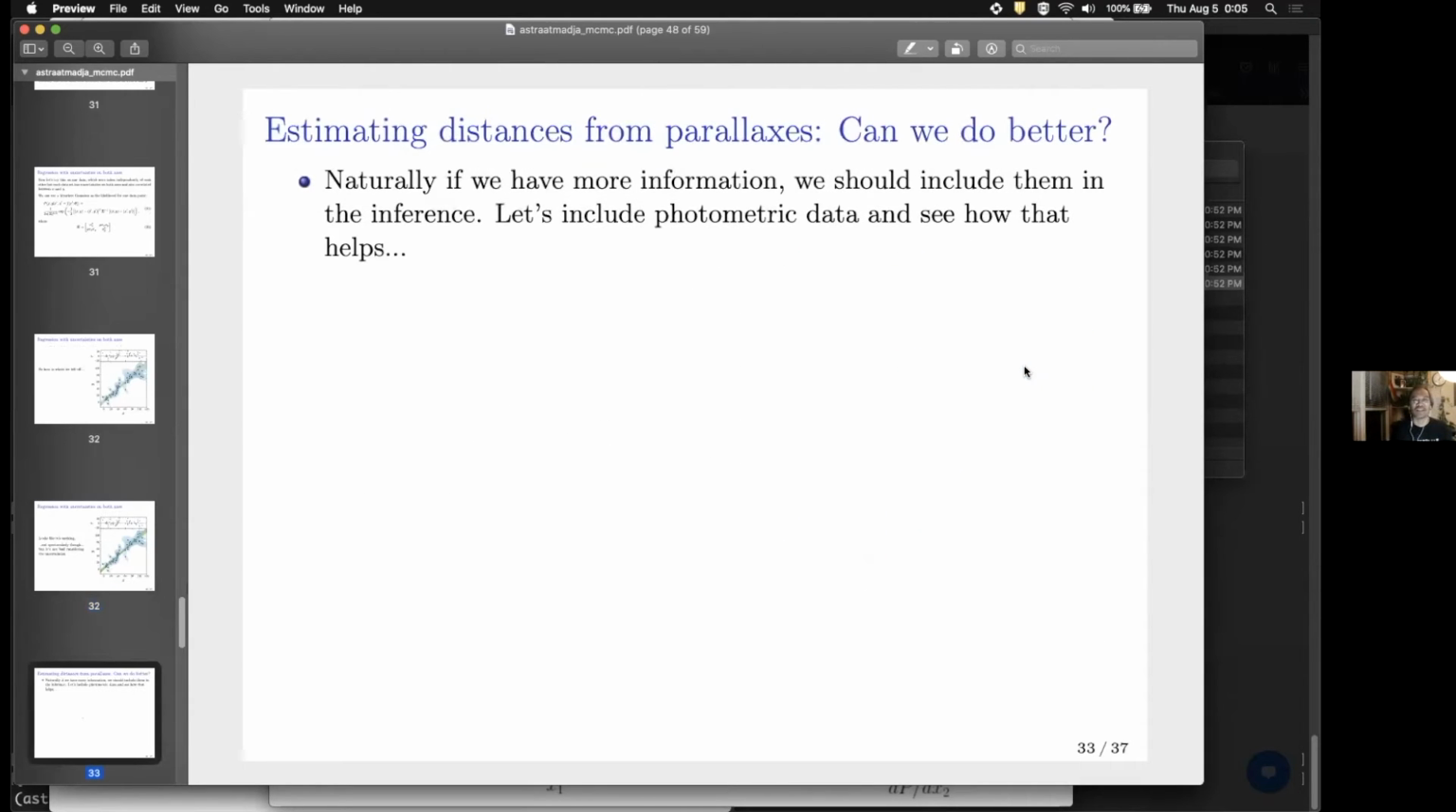So now we'll return to the distance estimation using parallax. We have seen that yesterday. How can we do better? We can include more information. For example, photometric information will also depend on the distance of an object. So how can we do that to improve our distance estimation?